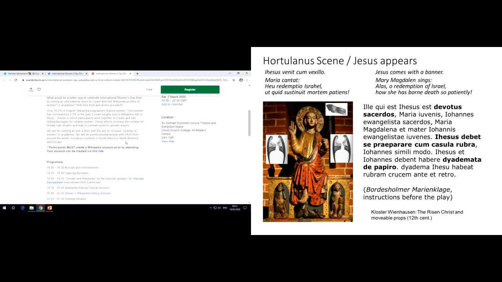John's in a similar way. And Jesus and John should have diademata di papiro. You probably understand. Crowns made out of paper. So that you can distinguish them, the diadema Jesu habeat rubram crucem ante et retro. So the little crown for Jesus should have a red cross at the front and at the back.